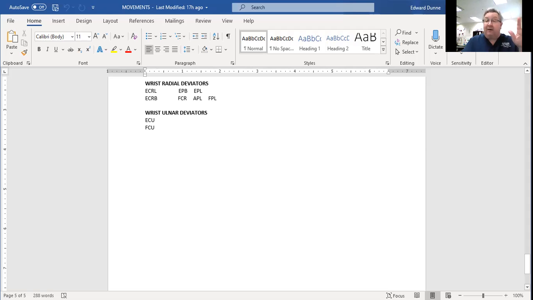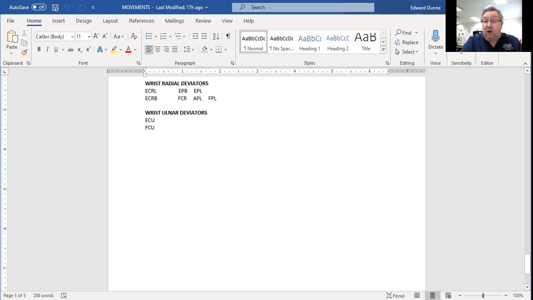But think about it. If it's on the radial side, the thumb is going to have a big important part. Look at that sheet. You could see 4 of the muscles are thumb muscles. The other muscle is flexor carpi radialis. Again, another muscle that comes off onto the second metacarpal there on the radial side.